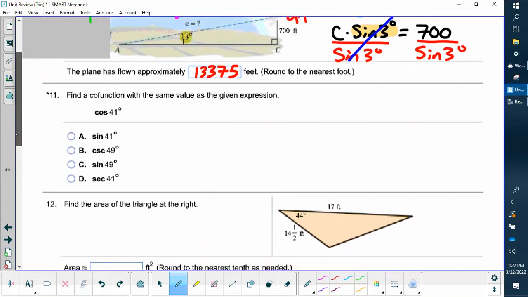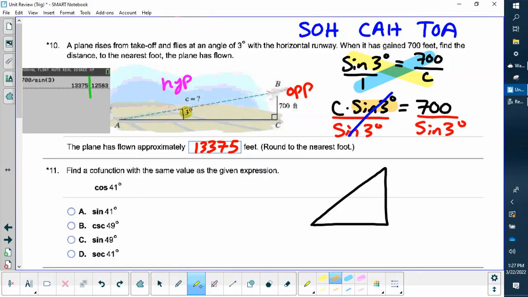Okay, cofunctions. Now let me talk about cofunctions a little bit. So if I were to make a triangle here, and if this were my reference angle, let me highlight here. For example, if it says cosine, so cosine right here would be adjacent over hypotenuse. Now a cofunction is, well, how would the names change? It does say 41 degrees, so I guess I can put that in there.